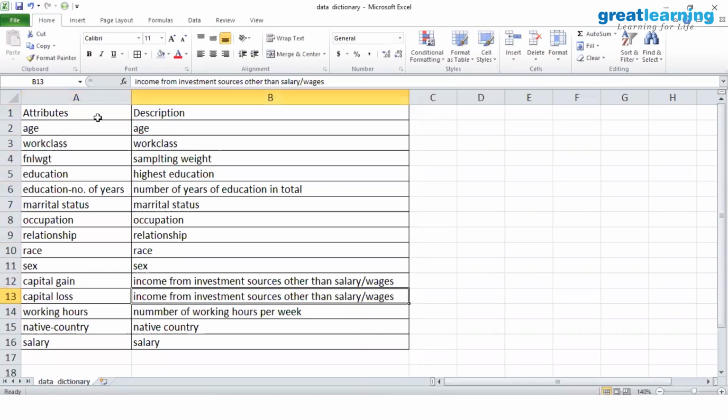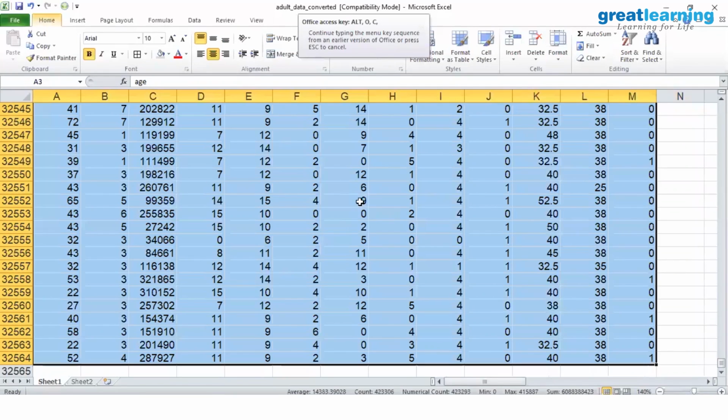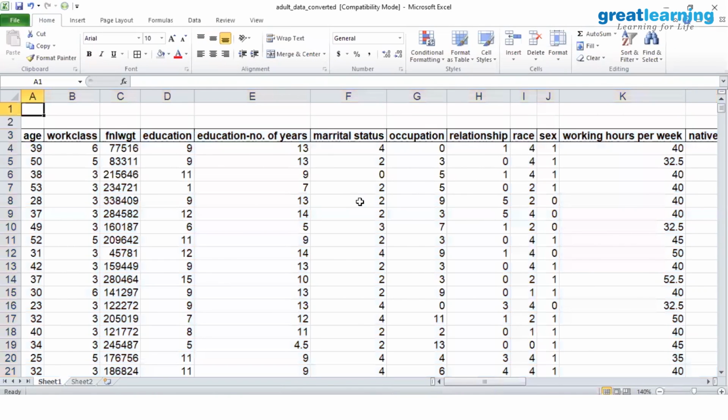The capital gain is the income from investment sources other than the salary and wages that the person has got, and similarly the capital loss. Then the working hours per week, the native country, and the salary. This is the data set that we have taken.